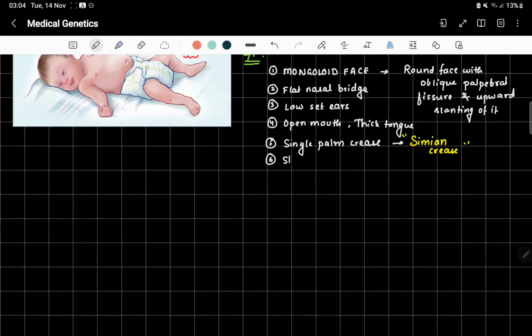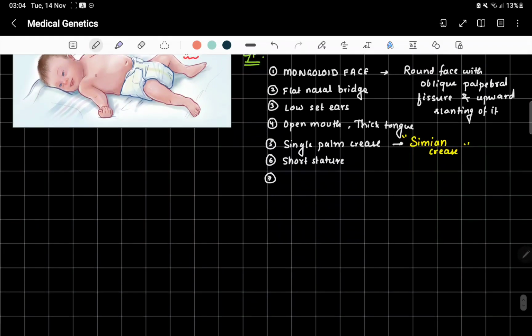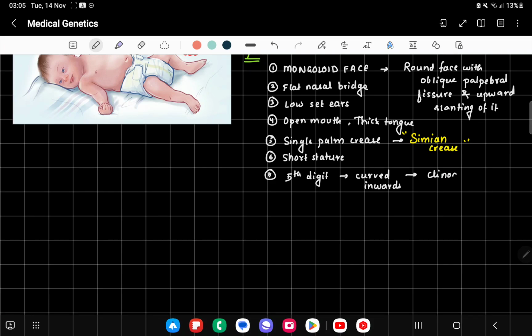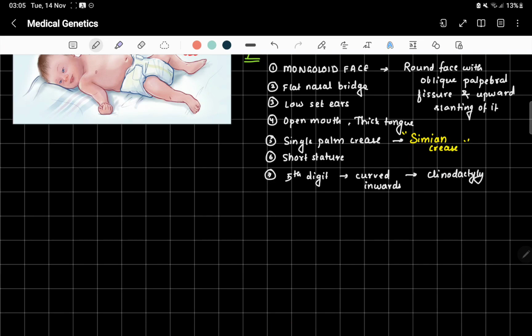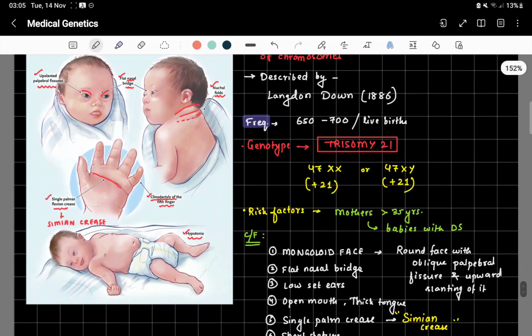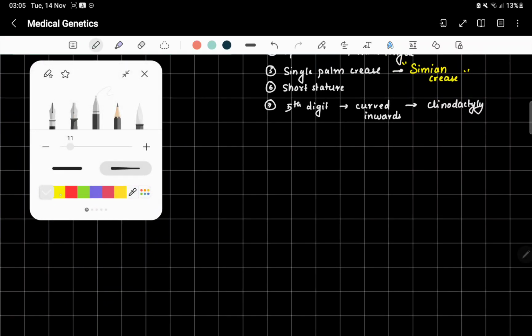Short stature, and you have the clinodactyly of fifth digit. The fifth digit is curved inwards, which is called a clinodactyly. You can write a host of features on Down syndrome. And after the Down syndrome, let's discuss the Klinefelter syndrome.